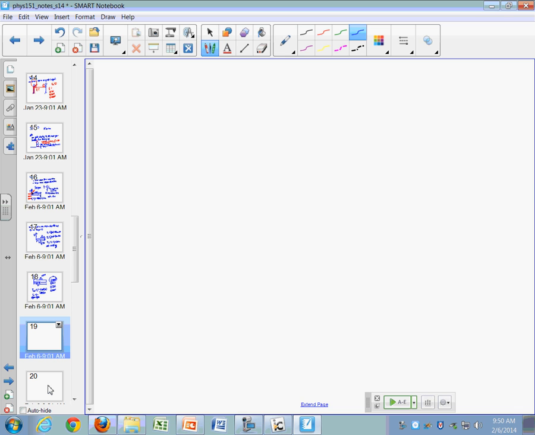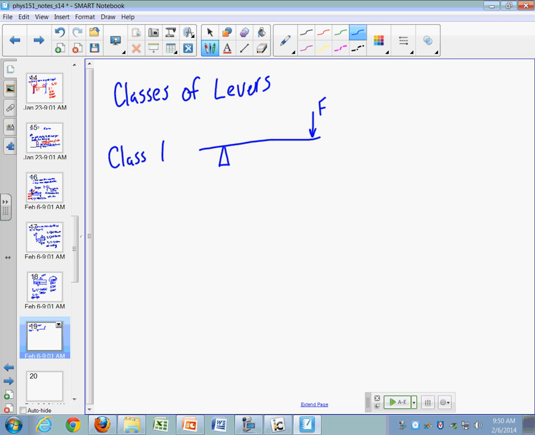All right. Let's look at the classes of levers. There were 3 classes of levers. There's a figure in your book for these. Class 1 looks like this. My effort, that is the force that I apply, is here. My fulcrum is here, and your load is over here. All right, so that's one class of lever.